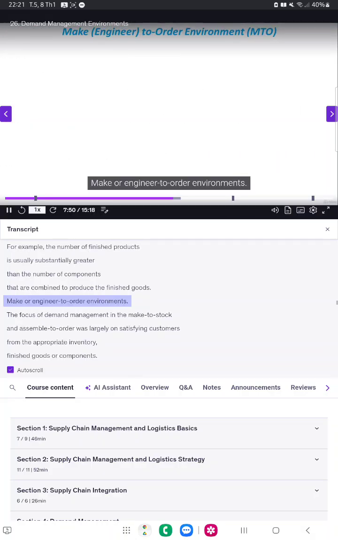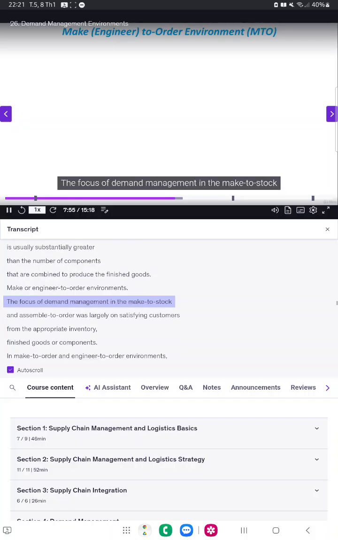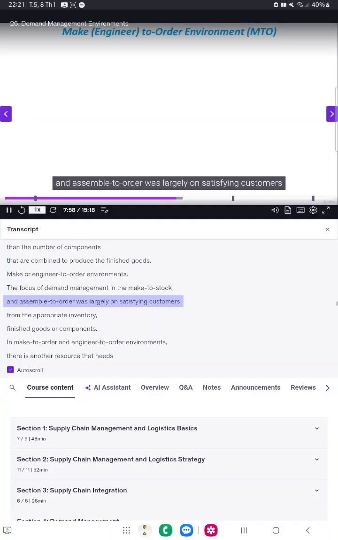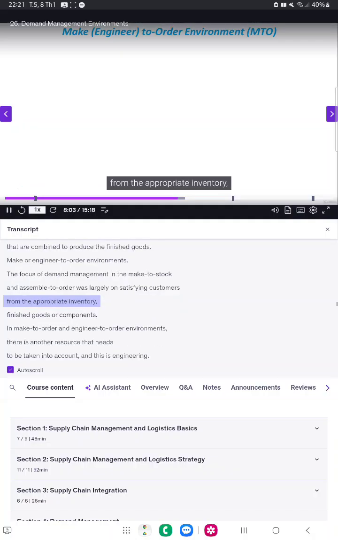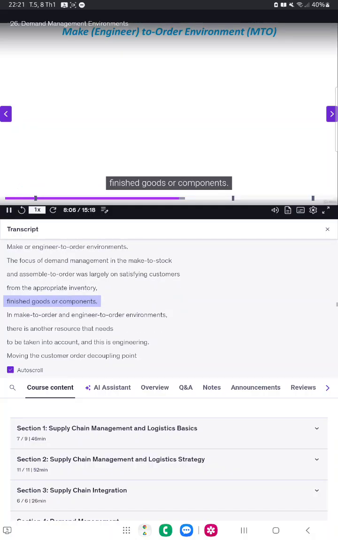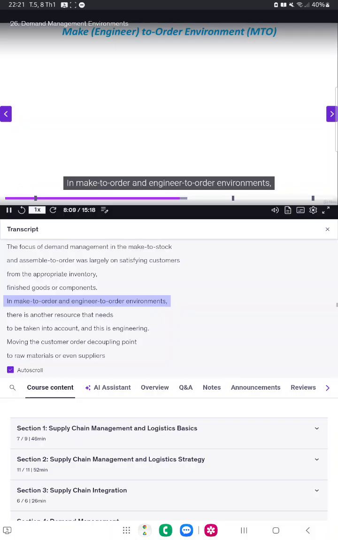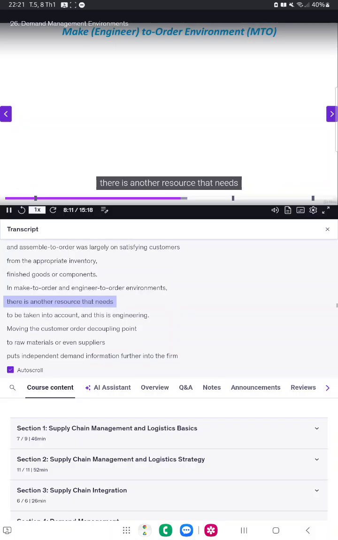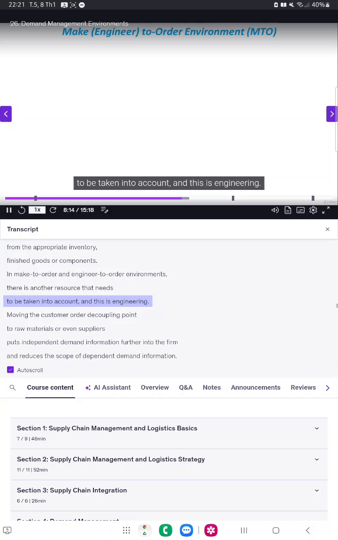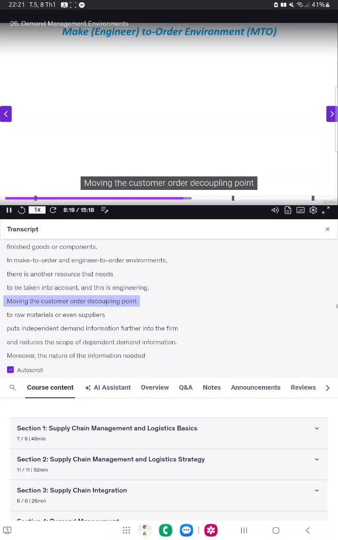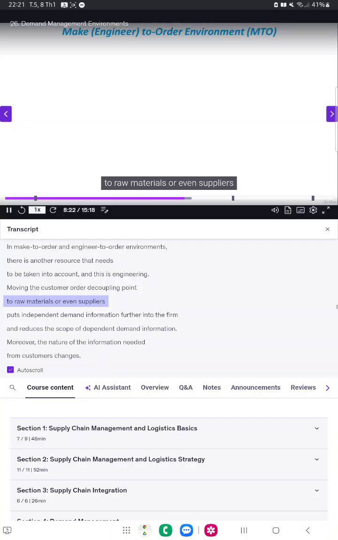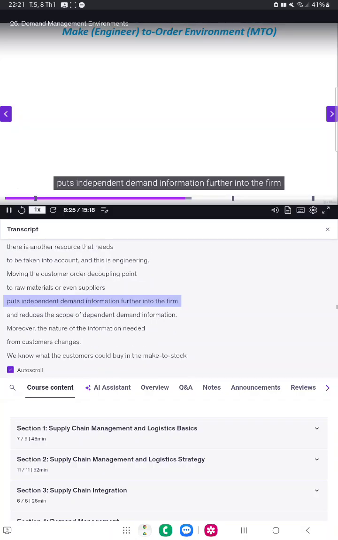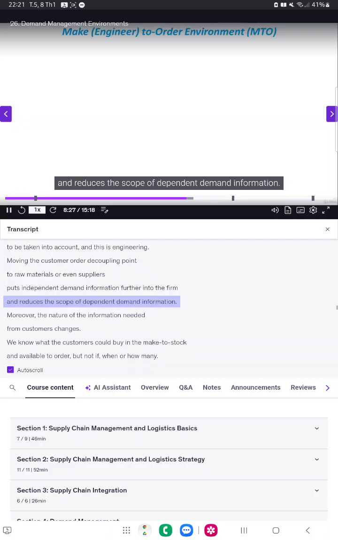Make or engineer to order environment. The focus of demand management in the make-to-stock and assemble-to-order was largely on satisfying customers from the appropriate inventory, finished goods or components. In make-to-order and engineer-to-order environments, there is another resource that needs to be taken into account, and this is engineering. Moving the customer order decoupling point to raw materials or even suppliers puts independent demand information further into the firm and reduces the scope of dependent demand information.